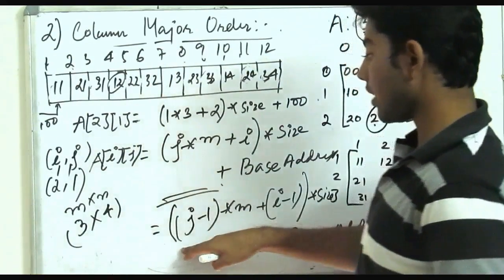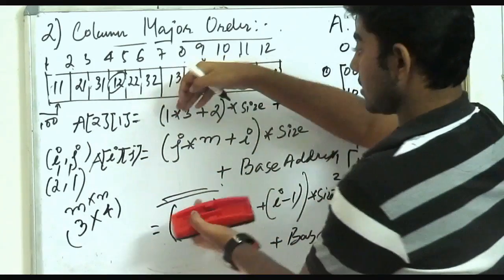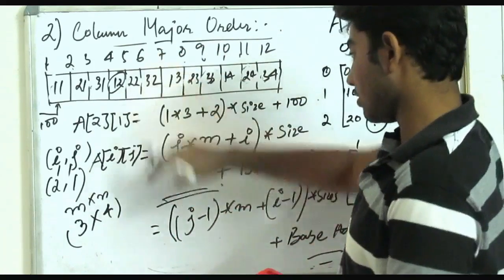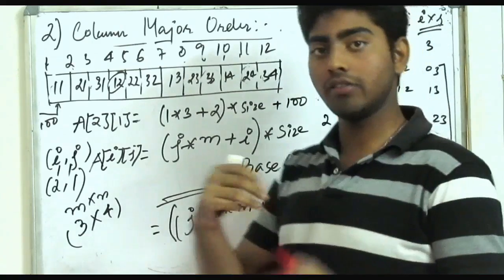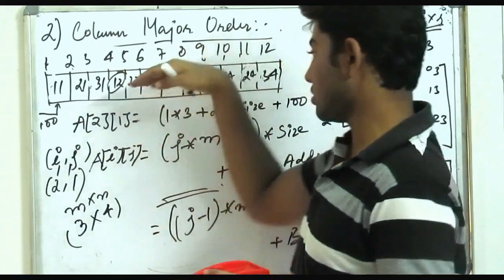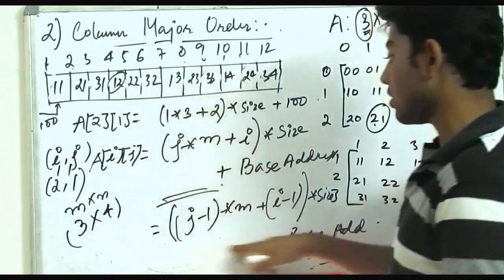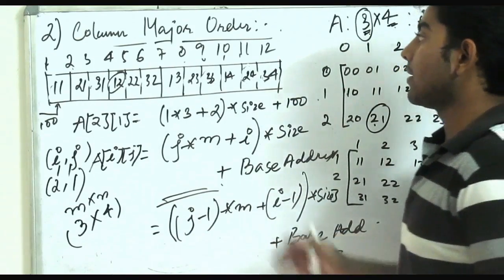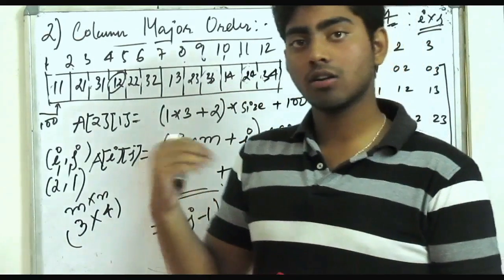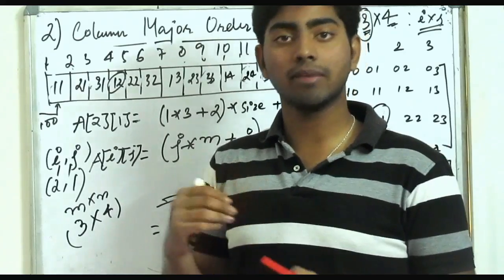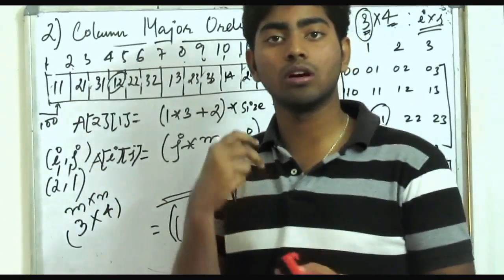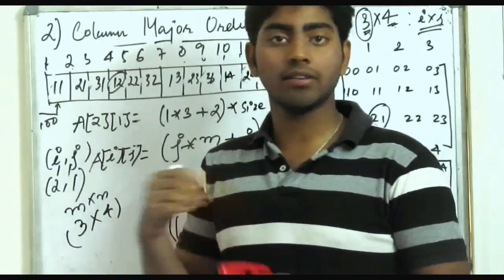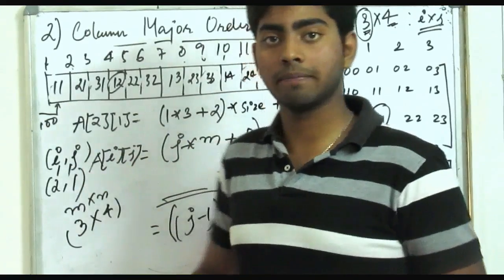How am I getting this formula? By just tracing out in this way. I am not going to derive it completely. I leave it as an assignment to you. You just do it by yourself and see how you can get this formula. Now we have completed both row major order and column major order. Now we shall see some examples on this, which will help you clear your concepts more, and then we'll move to our next module. Okay, fine.